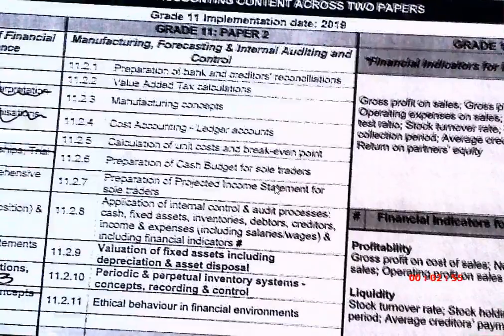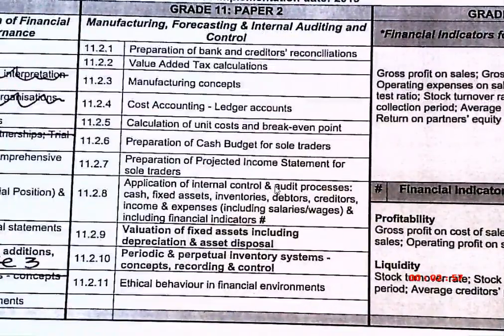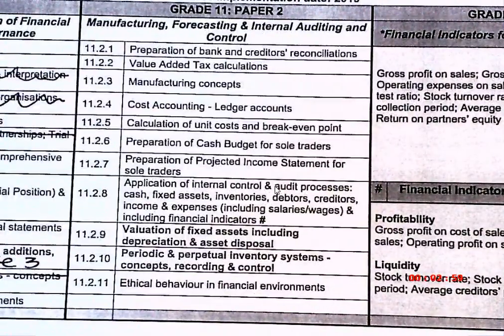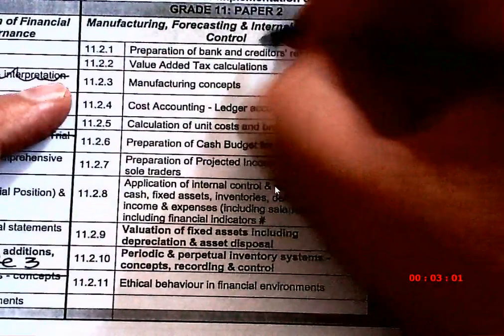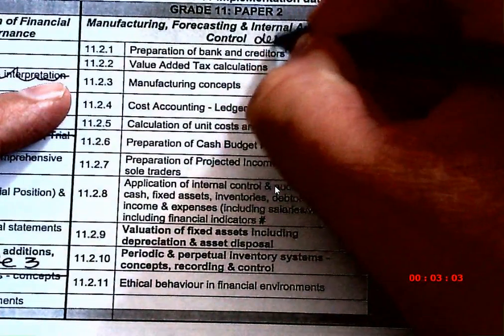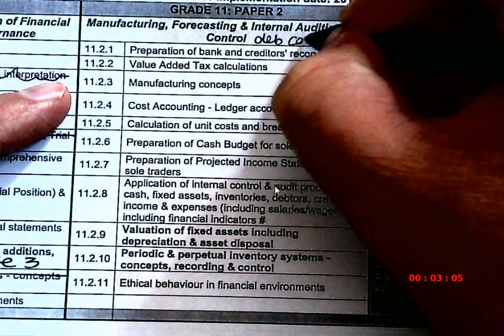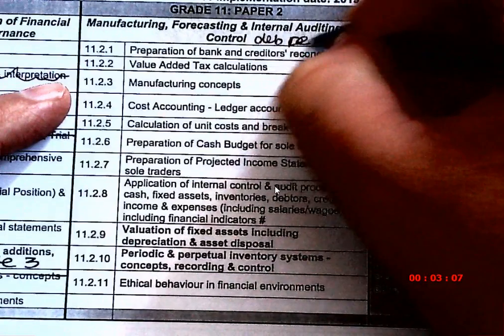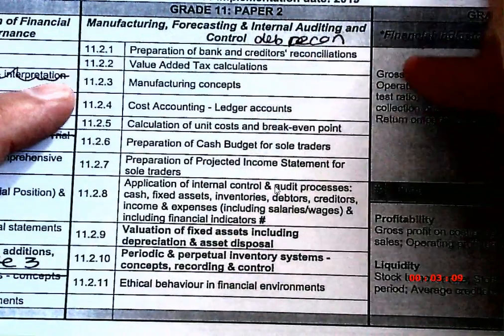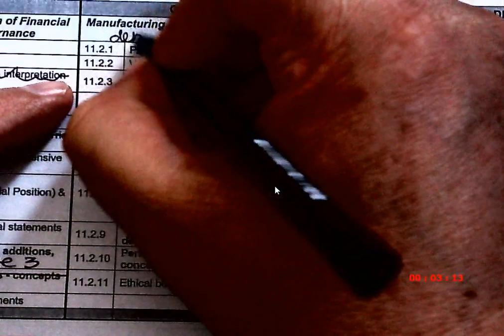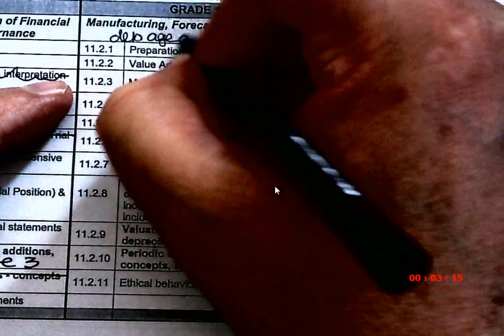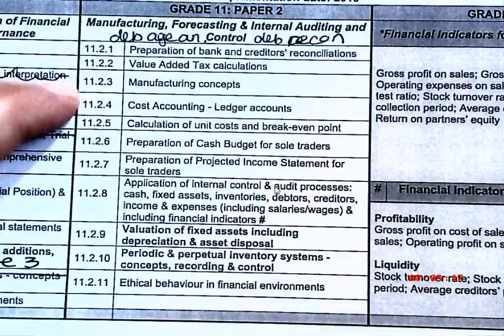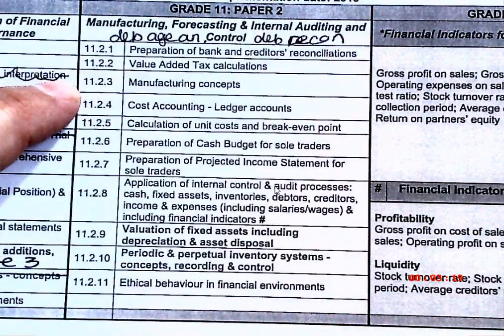So let's do paper 2. Paper 2 is your bank and creditors recons. Please put extra there. They can also ask debtors recon. Listen, and we have done debtors age analysis. We've done it. Put that in. That's grade 12 work that we can ask.